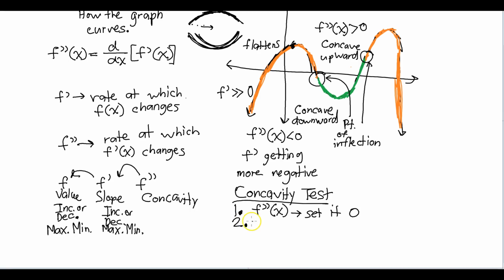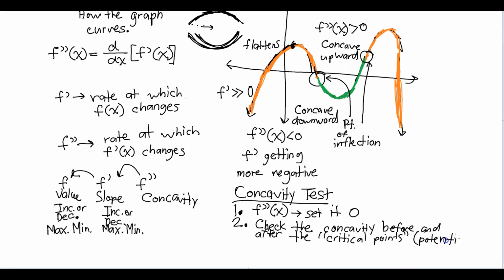Then step 2. Check the concavity before and after the, what I could call, critical points. When I say critical points, I mean potential points of inflection. Because there are graphs where it misleads you and makes you think that there's a point of inflection where it actually does not. So you have to test to see whether it's actually a point of inflection. Okay?